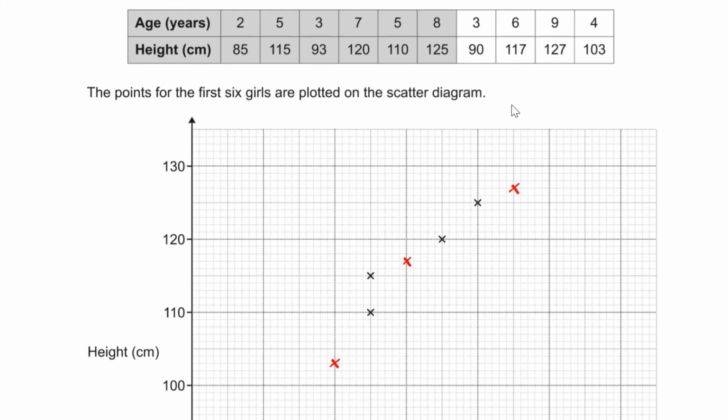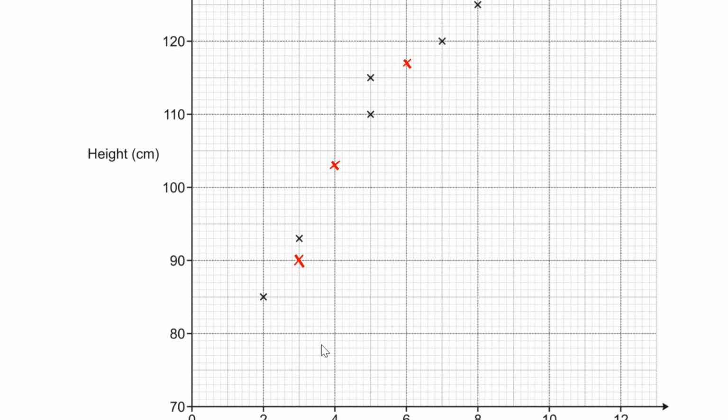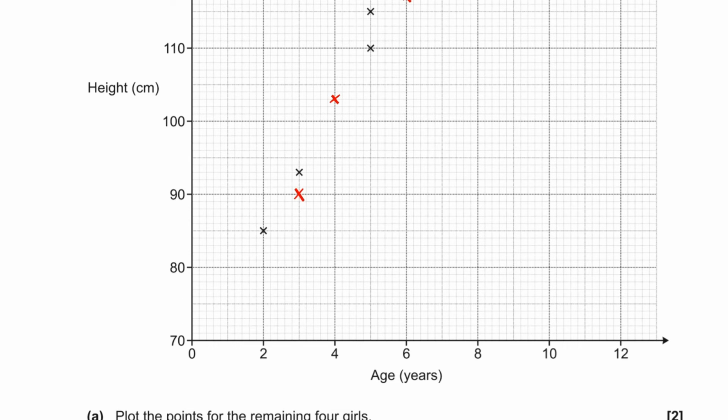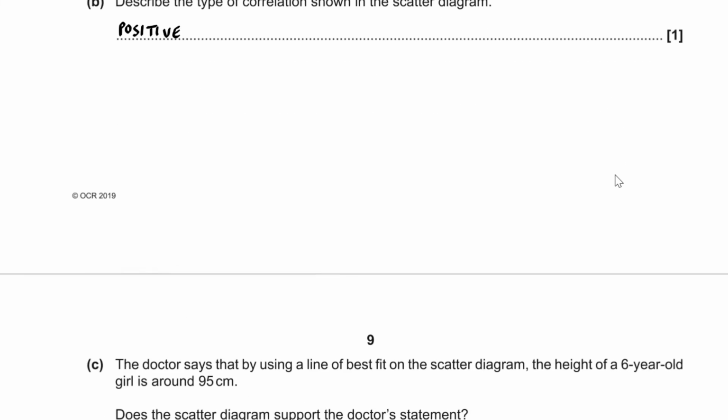So here are the other points plotted, and then we have to describe the type of correlation shown in the scatter diagram. Well, you can see as one quantity increases, the other also increases, and therefore we would have a positive correlation.